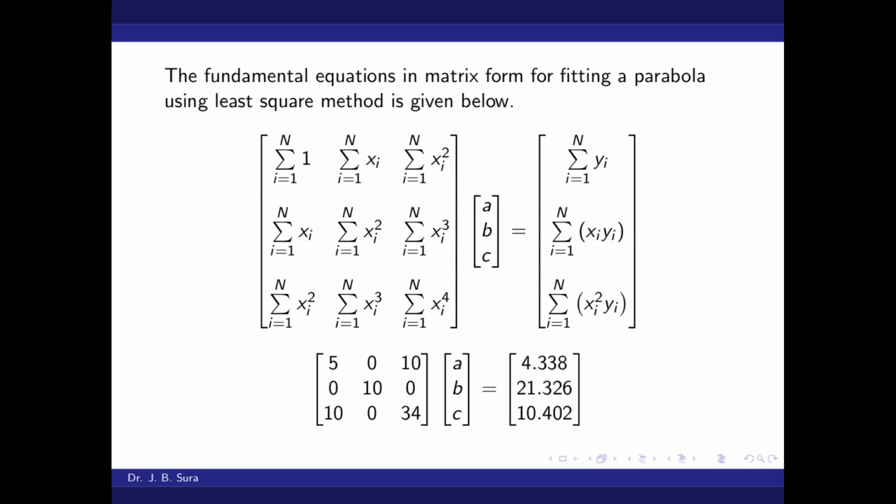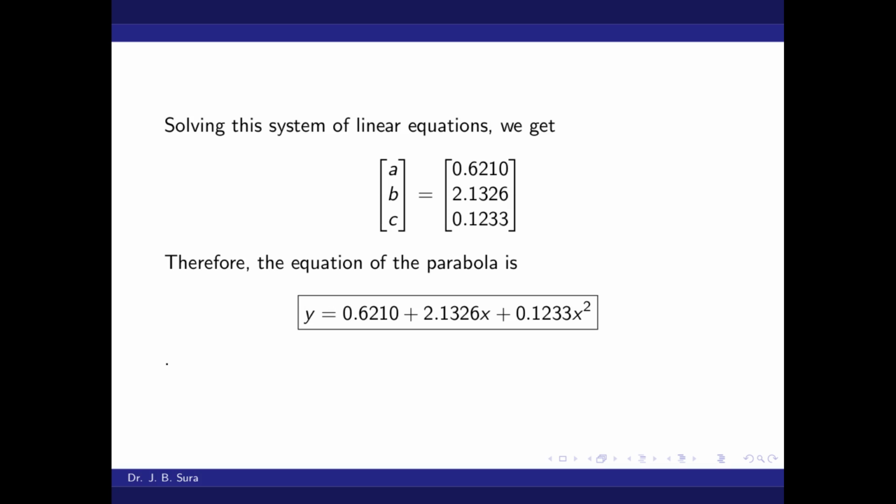We can put the values in the matrix. We get the equation: 5, 0, 10; 0, 10, 0; 10, 0, 34, times a, b, c is equal to 4.338, 21.326, 10.402, which is very easy to solve. Once you solve that equation, we get a is equal to 0.6210, b is equal to 2.1326, c is equal to 0.1233. So we can say that our equation of the parabola is y is equal to 0.6210 plus 2.1326 x plus 0.1233 x square.